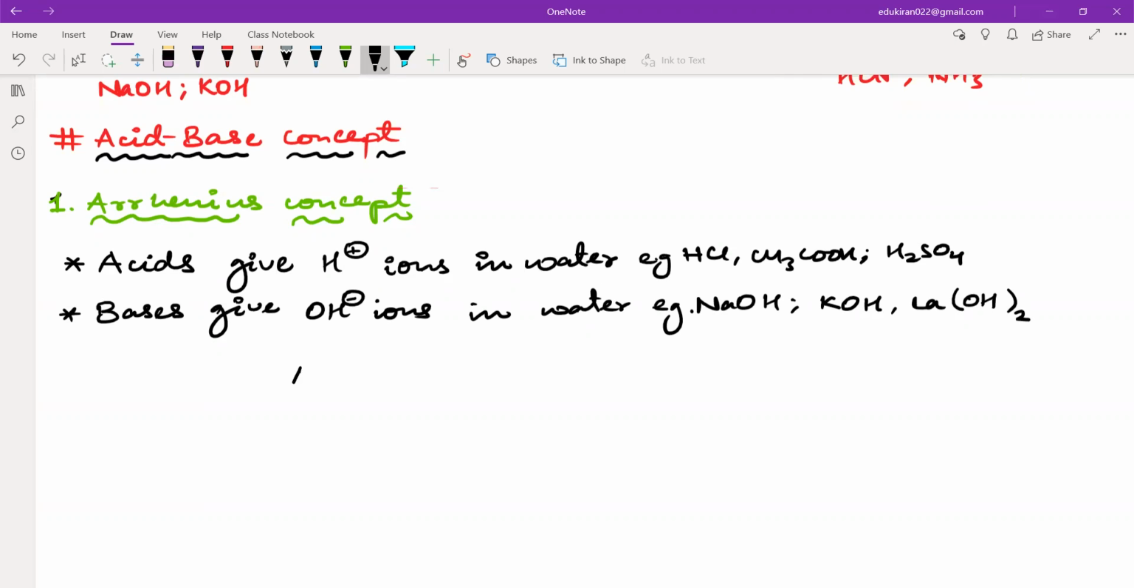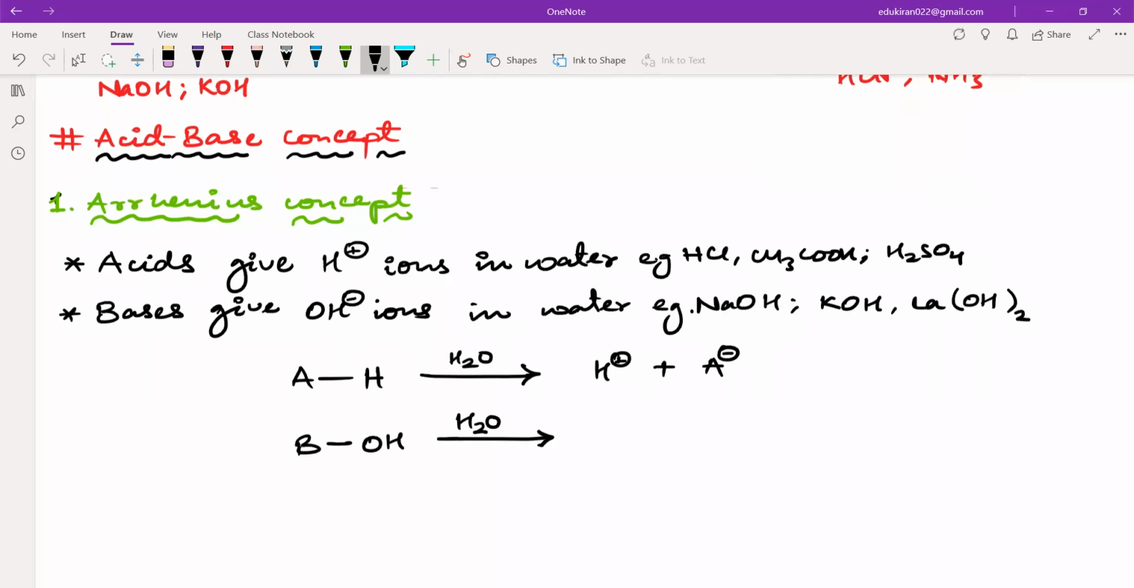according to Arrhenius. So he said that if you have an acid, that means the acid should have a bond with hydrogen, and if you add water to it, then you will get H plus and A negative. And a base would have an OH group attached to it. On addition of water, it will dissociate into B positive plus OH negative.